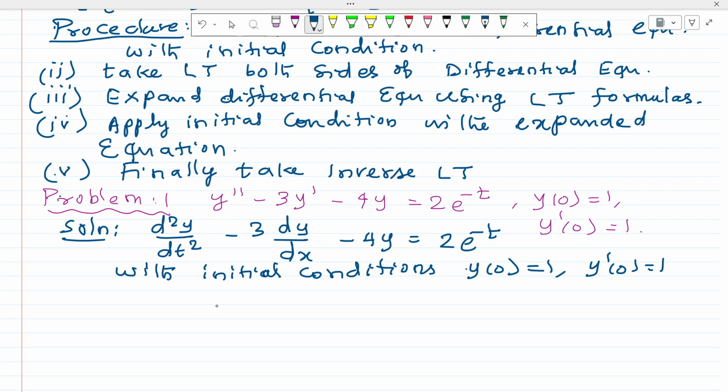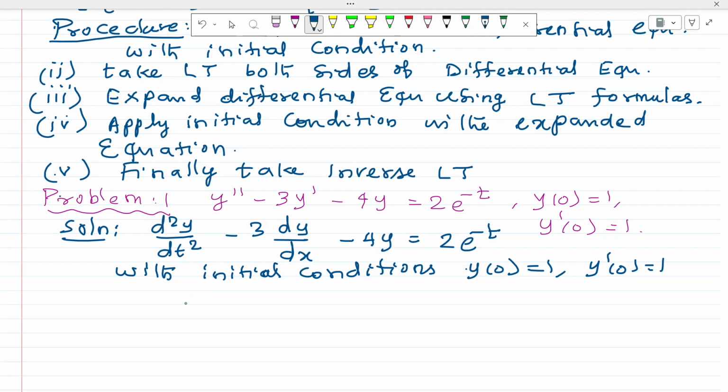Here the given differential equation is a second order differential equation. In the first semester you already studied solving second order differential equations with constant coefficients, with variable coefficients, using the method of variation of parameters. Is it not? So here we are going to solve the second order differential equation using the Laplace transform.